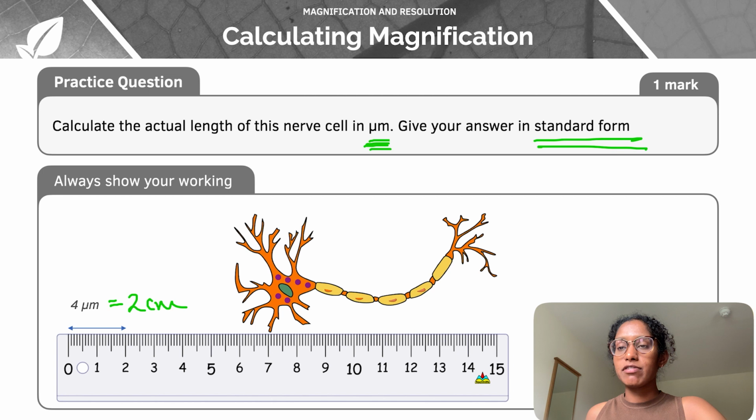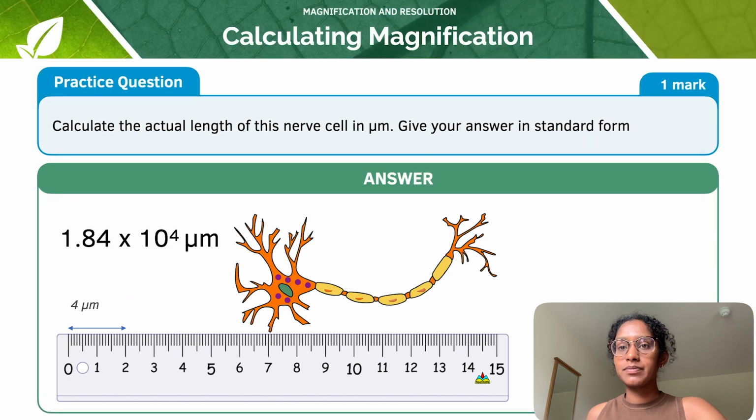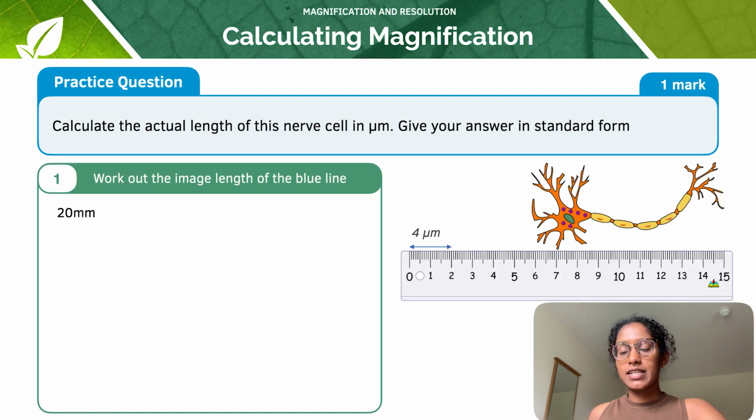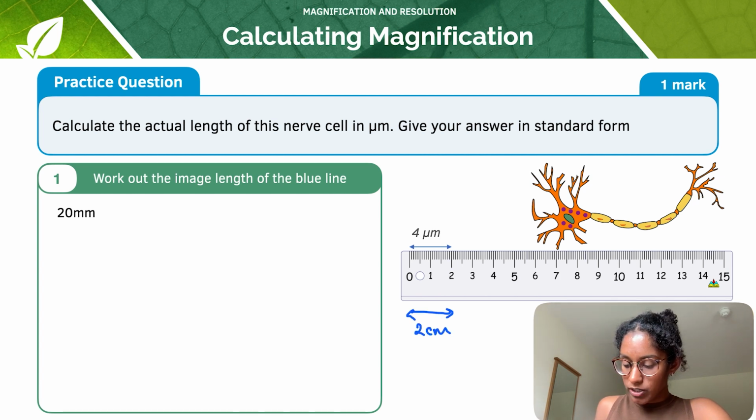Okay, so I'm going to reveal the answer. So this is our answer, 1.84 multiplied by 10 to the 4 micrometers. Now, let's work this out. We first of all work out the image length of the blue line. So I said it's 2 centimeters across, which is equal to 20 millimeters.